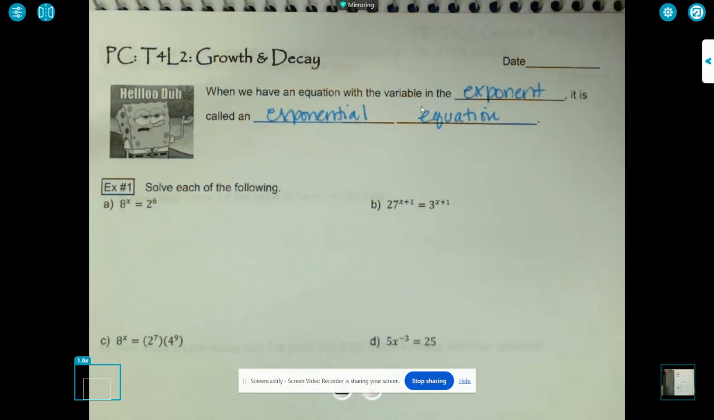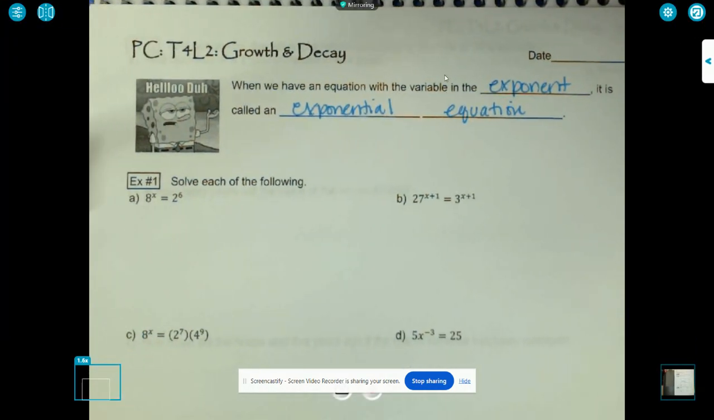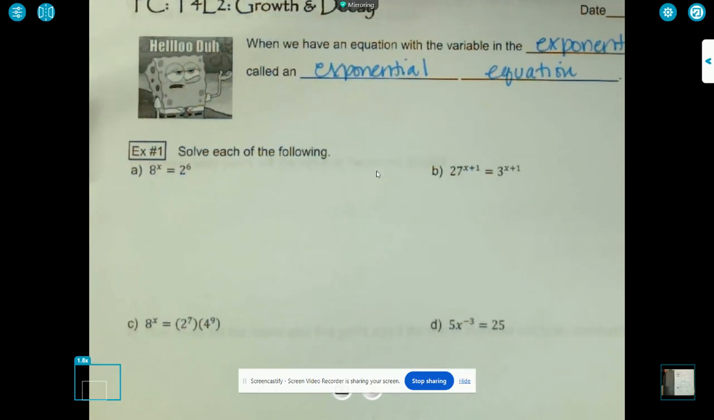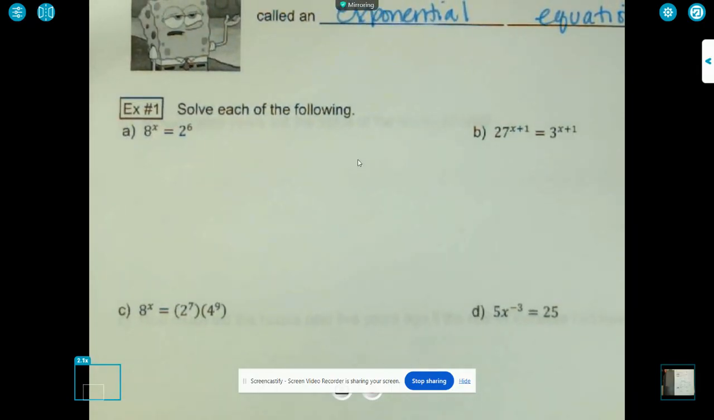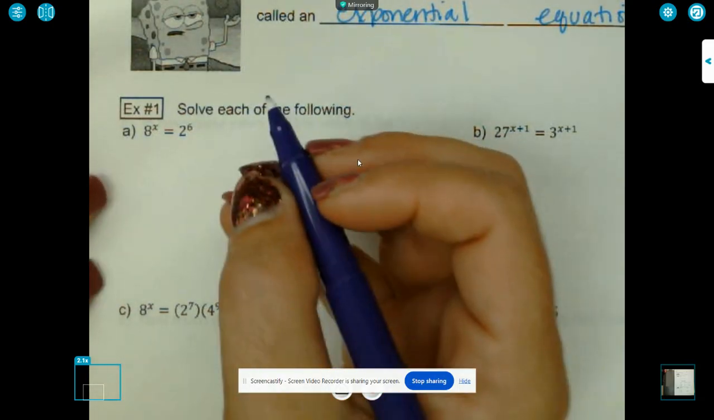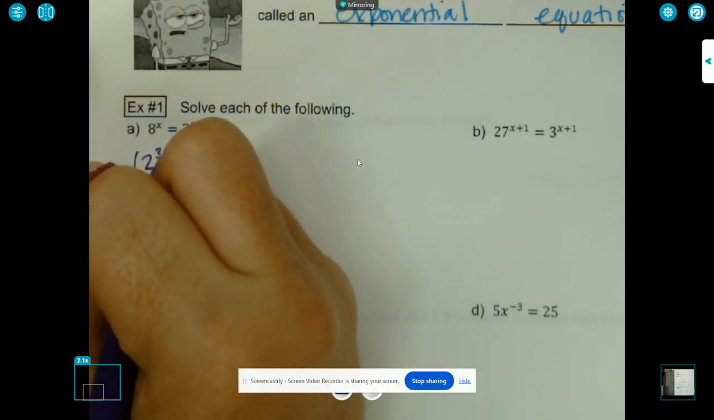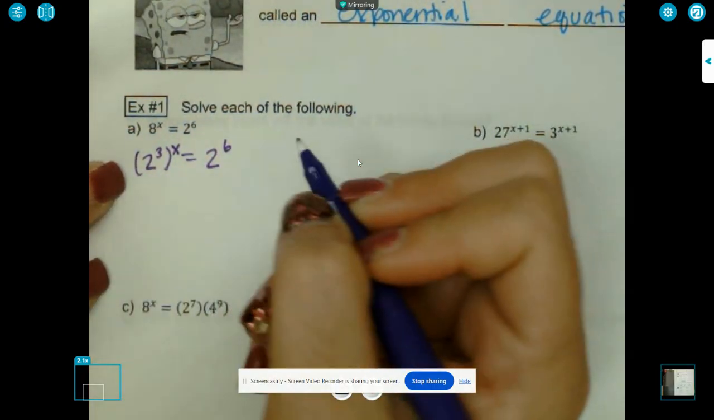Okay, an equation with the variable in the exponent is an exponential equation. So we're going to take this right here back to what we were doing yesterday. First of all, we need to have what before we can move forward on any of these problems? The same base, okay? So what are we going to turn 8 into? 2. So 2 to the what power is 8? 2 to the third. Is everybody with me? All right, so I'm going to make 8, 2 to the third, to the x equals 2 to the 6th.